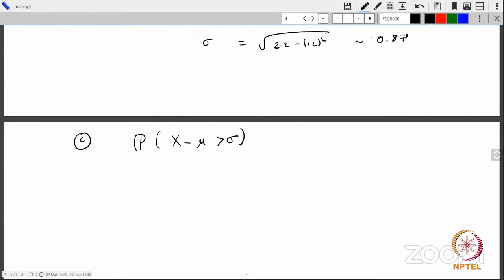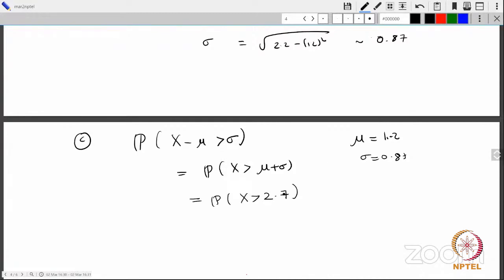0.87. So this means what? This means x is bigger than mu plus sigma. But what is mu? Mu is like 1.2 and sigma is like 0.87 approximately. So this is equal to the probability that x is bigger than 2 point something, let's say 2.7. But x takes what values? X belongs to 0, 1, 2, and 3. So the only thing is x can be equal to 3, which is 0.1. That's the answer.